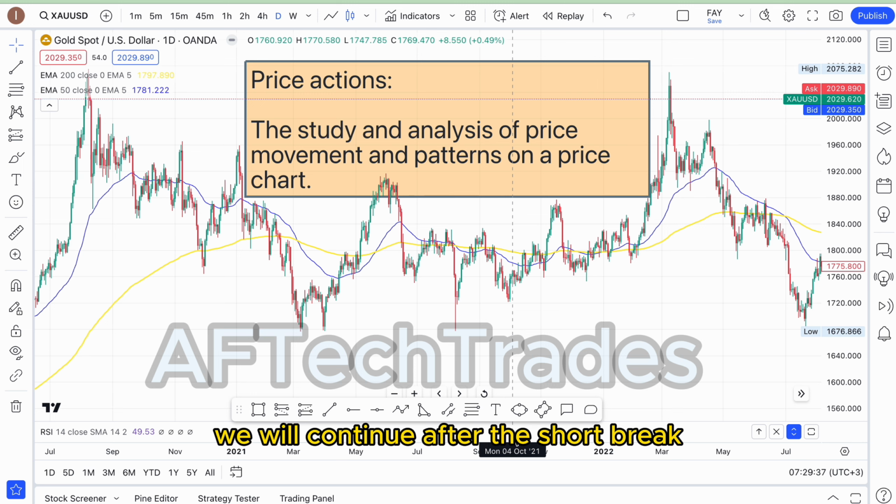Welcome back. As I said, in today's discussion, we'll be looking at price action. What is price action? As you can see on my screen, this is nothing but studying and analyzing price movement based on patterns, price movement patterns on a price chart.